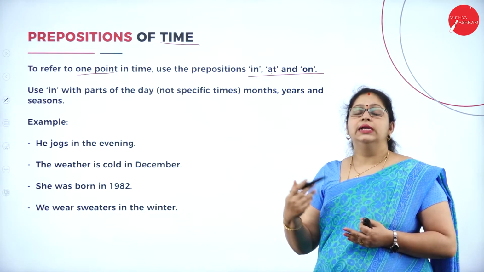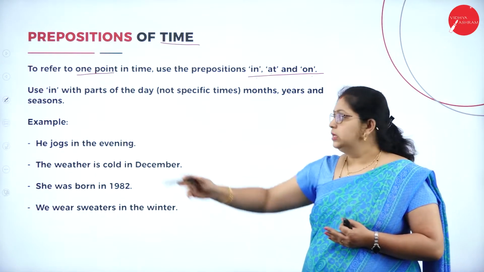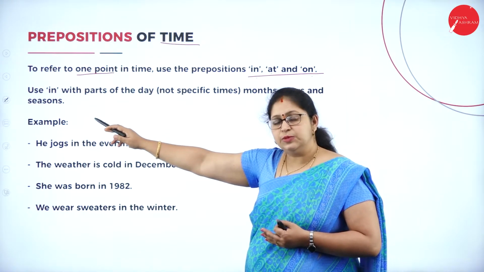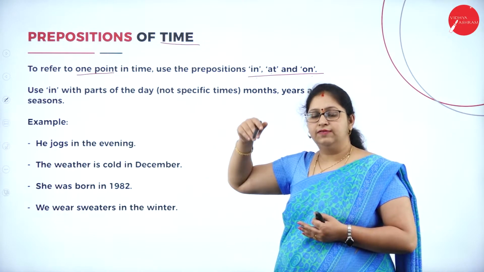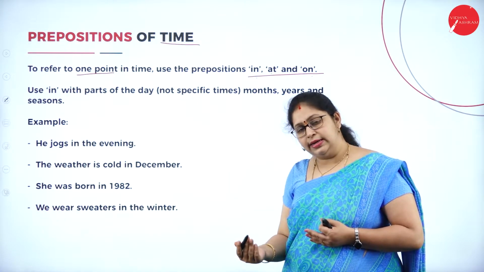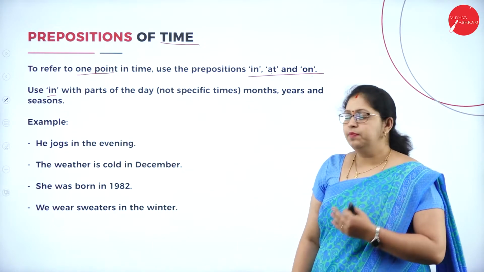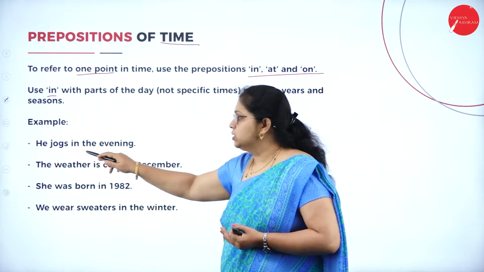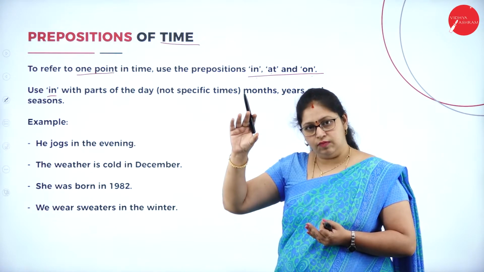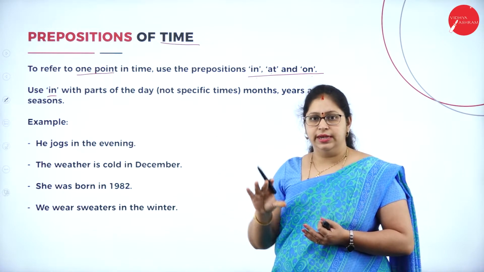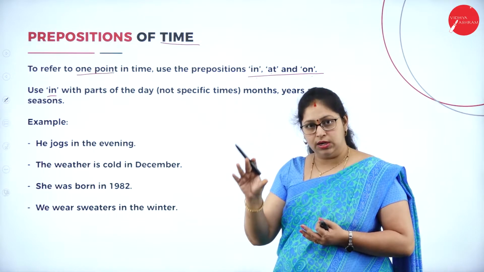So, when we are telling years, months or seasons, and if it is part of a day, morning, afternoon or evening or the night, at that time we use the preposition in. Example for in: he jogs in the evening. So, this is one particular time in a day. It is not a complete day or a particular time.